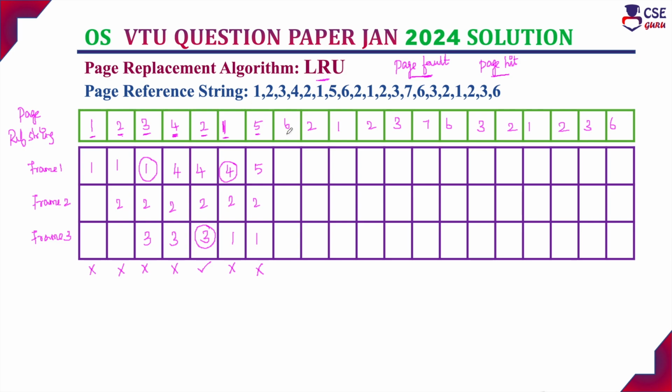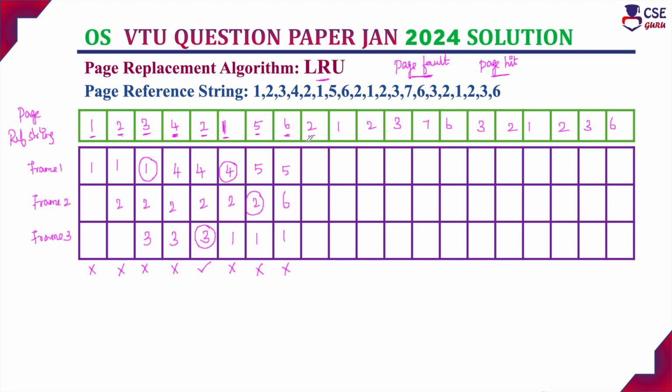So victim page, how will you select? The current reference string is 6. You need to check from that reference string towards the past. So recently used is 5. Next recently used is 1. So least recently used is 2. So 2 is the victim page. Replace with 6. So 5, 6, 1. And this is also a page fault.